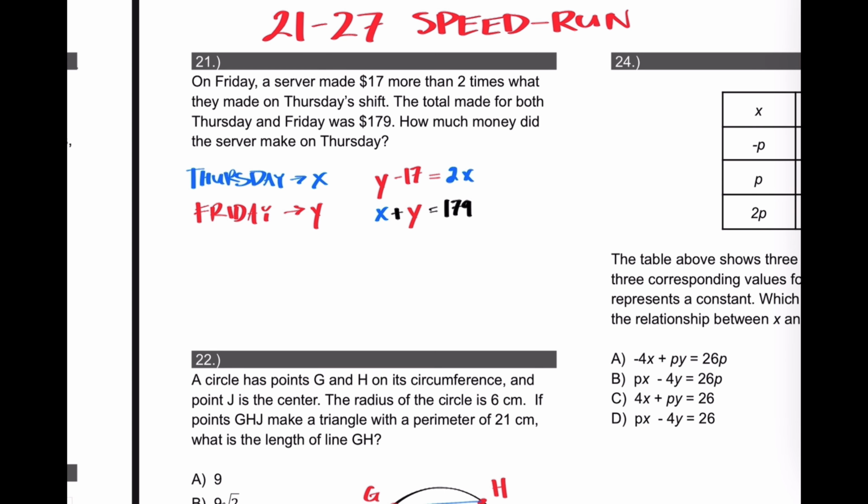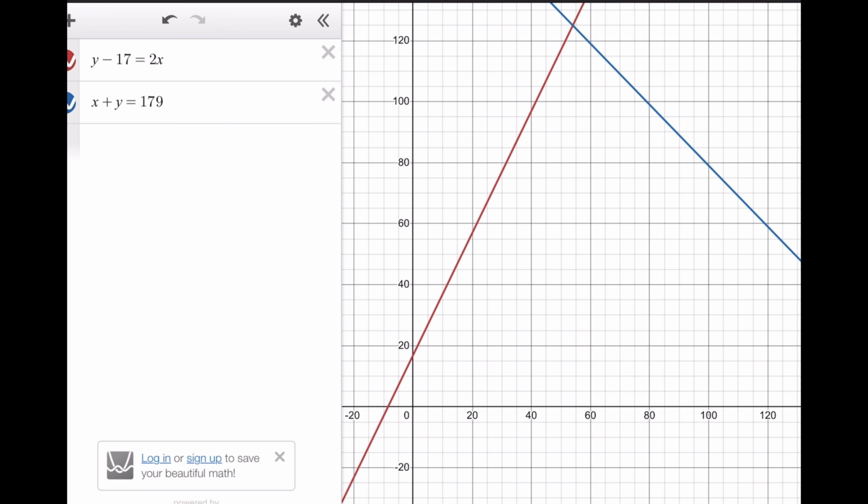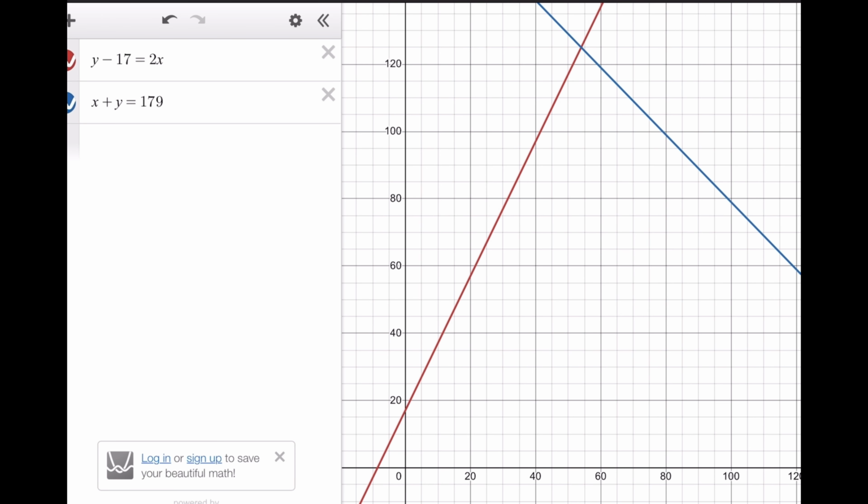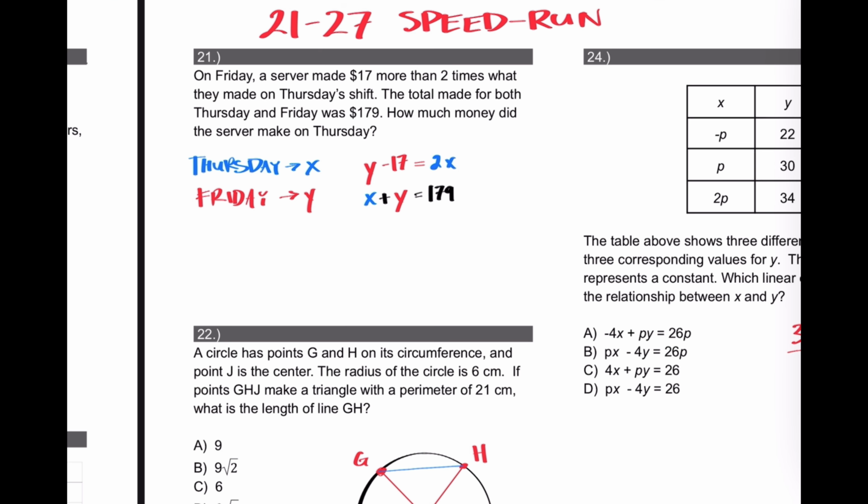And what I suggest once you have those is to go ahead and put those in Desmos and look at that. You can check the answer, which in this case says 54 for X and 125 for Y. You can check those to see, if I times 54 by 2 and add $17 to it, does it equal 125? It does. So those two equations do work. So you could check yourself. If you made an error, maybe you added instead of subtracted 17, it would become evident when you look at your answer there. So how much money did the server make on Thursday? The answer there would have been 54.